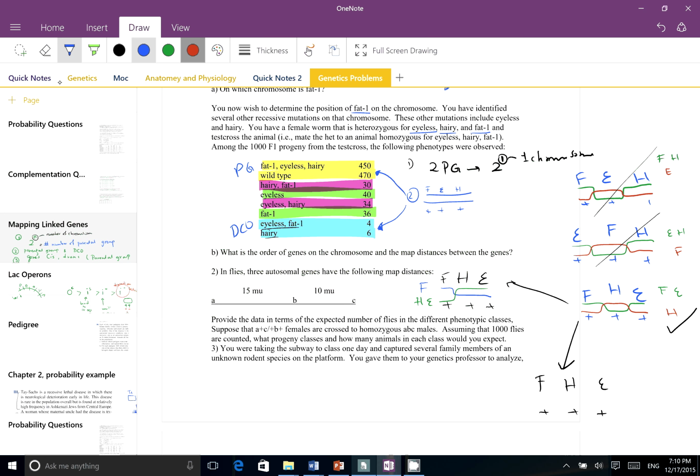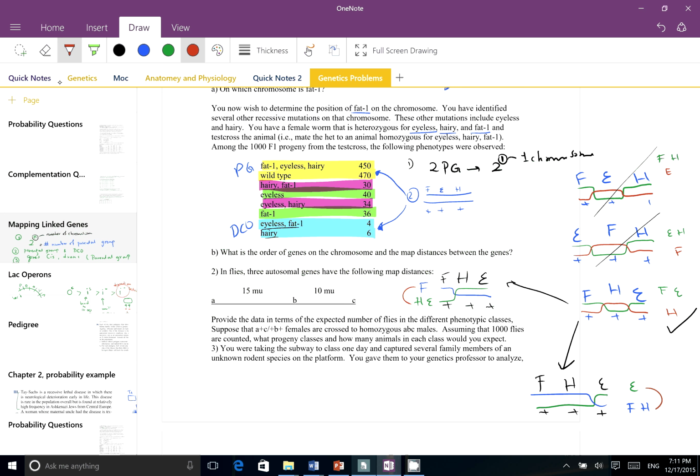Then let me do the single crossover for E. So this is the single crossover for E. Sorry, let me do it with the same two colors I used earlier. Single crossover for E, and then here is the opposite one for it. So I have E on its own, and I have FH on the other side, right? So this is one pair and this is one pair.